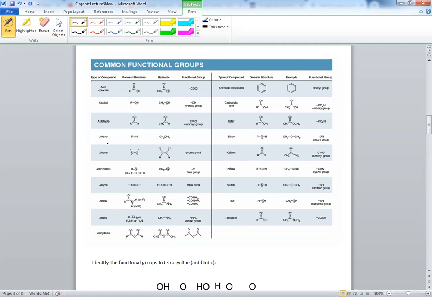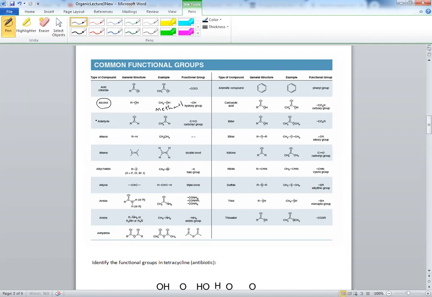So the compounds, the functional groups, which eventually translates into the type of compounds, are right here. So if you have an OH attached to a chain of carbons, however many carbons there are, those are called alcohols. Like this is methanol or wood alcohol, very dangerous.